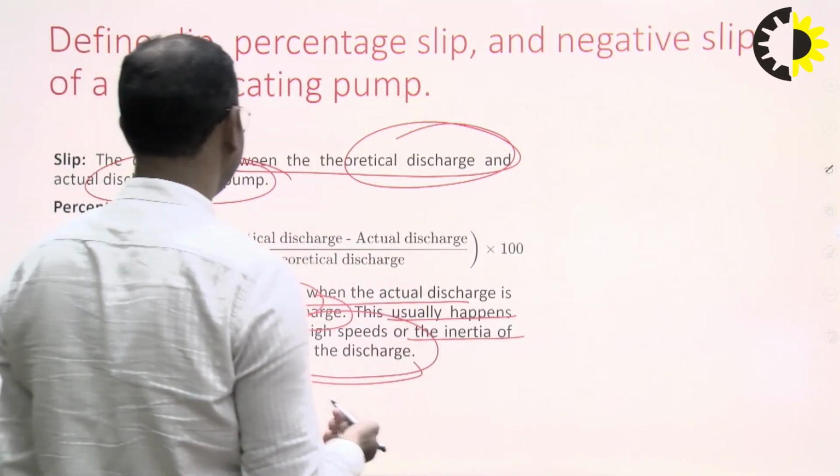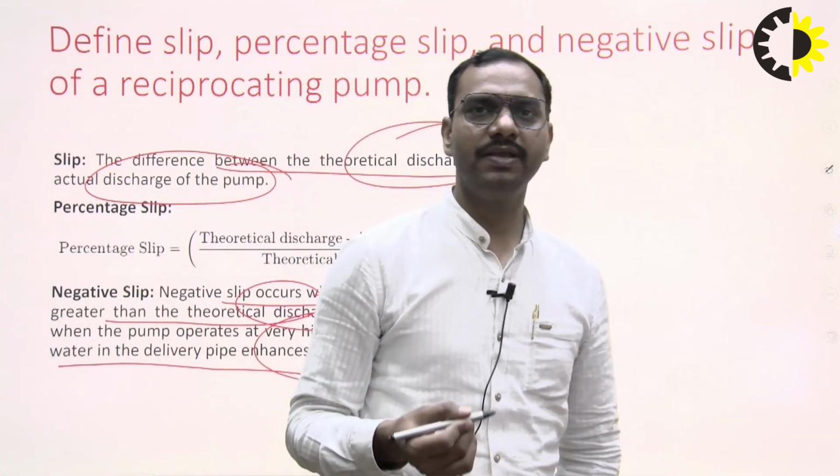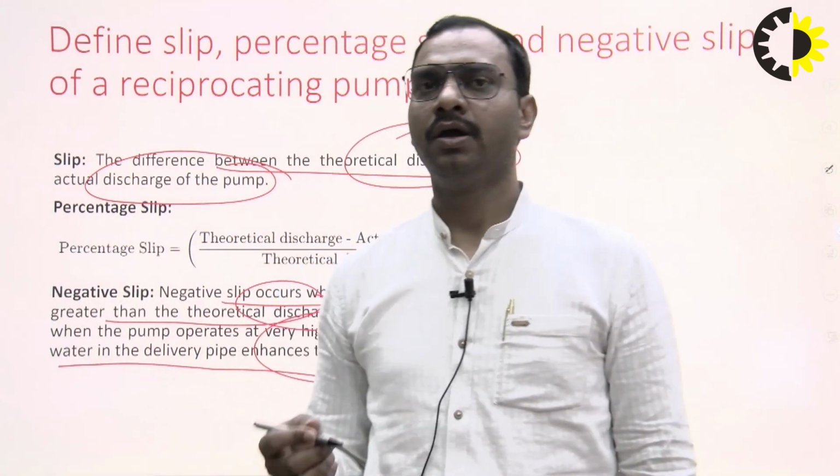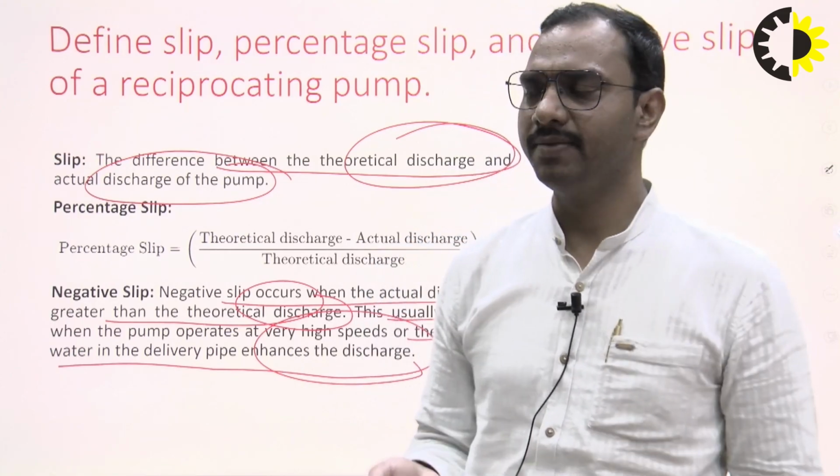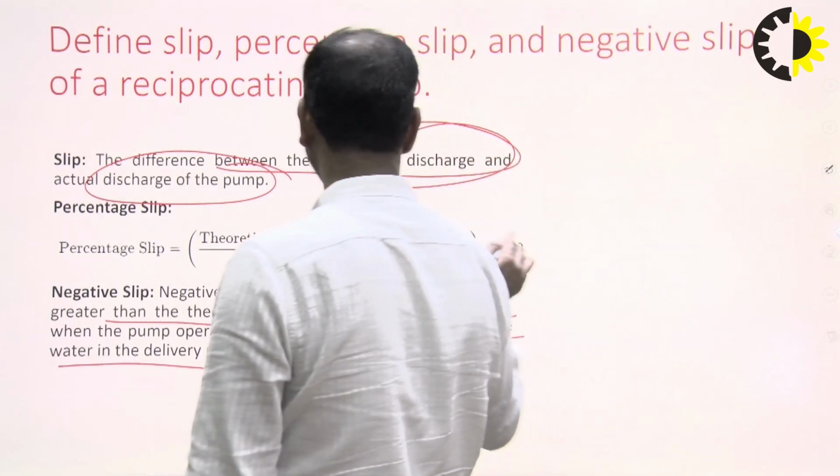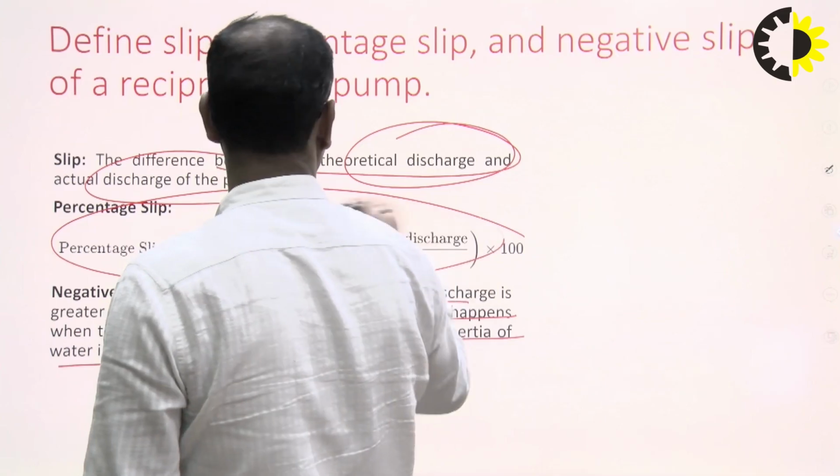Then what is percentage of slip? The percentage of slip is theoretical slip minus actual slip, divided by theoretical slip, into 100. This is called percentage slip.